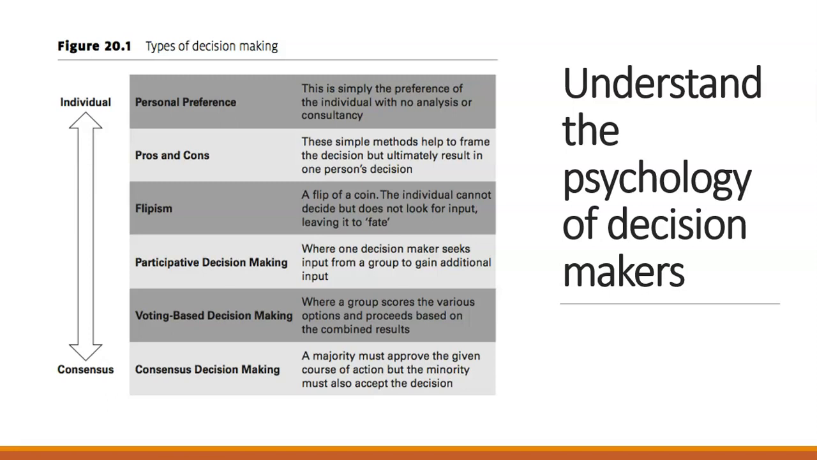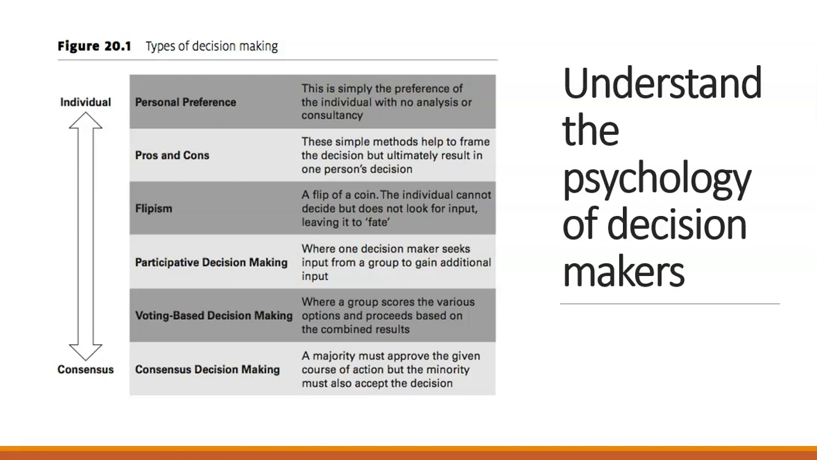We have to understand the psychology of the different decision makers within our organization. This goes back even to that leadership buy-in. How are we going to get people to buy into our strategic plan and support it? Okay? So this talks about the different types of decision making. And this is a fairly broad decision making tool. It's not just focused on digital media.